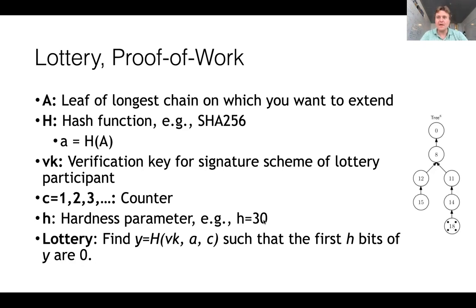Okay. And then the puzzle is finally: you take the hash function, you hash the verification key, and you hash the address of the block you want to extend. So you're saying, I'm VK, I would like to extend this block. And then you're allowed to put in any counter you want. There's really no reason not to just make it 1, 2, 3, 4. So you compute it for a lot of different counters, and you get an output Y.